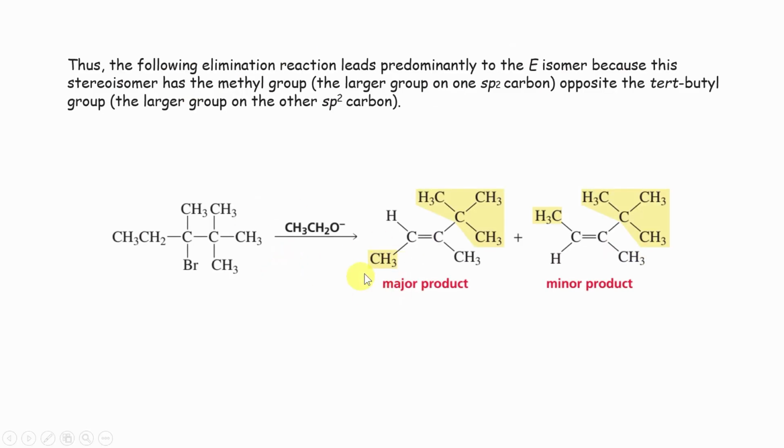Okay, that is why in this elimination reaction we get this alkene as the major product. It is the E-alkene, where this bulky tertiary butyl group and this methyl group are on the opposite side of the carbon-carbon double bond. It is the E product which will be obtained as the major product in this elimination reaction, whereas the minor product obtained is this alkene, where this bulky tertiary butyl group and this methyl group are on the same side of the carbon-carbon double bond. This indicates the stereoselectivity of the E2 reaction.